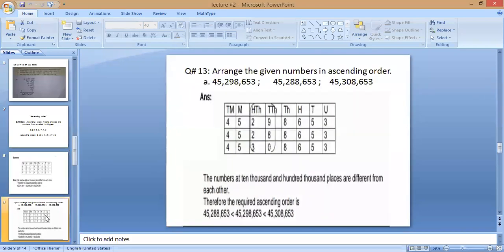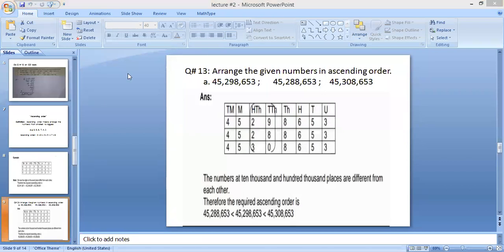It is question number 13, from your book. Arrange the given numbers in ascending order. You have three numbers here. First of all, you will write the numbers in a place value table or place value chart. After this, you can check the place where the numbers at 10,000 and 100,000 places are different from each other.